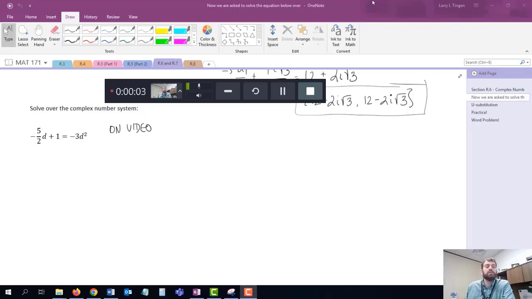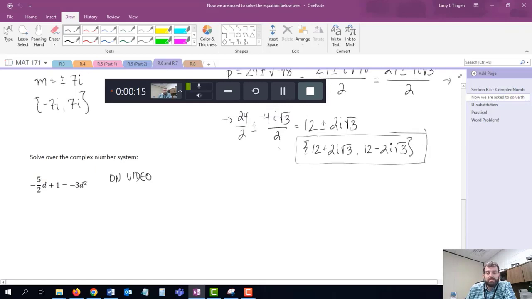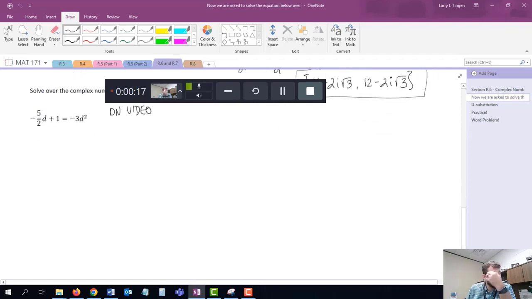All right, so we got R6 and R7. I had the second page of notes. I had another quadratic here with complex solutions, and I told you that we would knock it out next. So let's do it. We're going to solve negative 5 halves d plus 1 is equal to negative 3d squared.